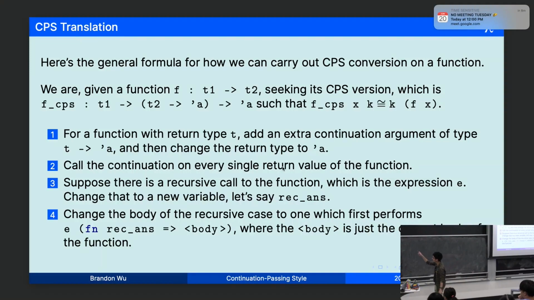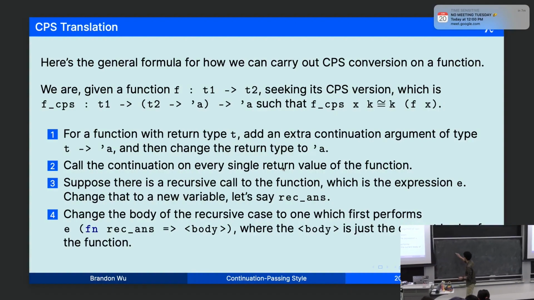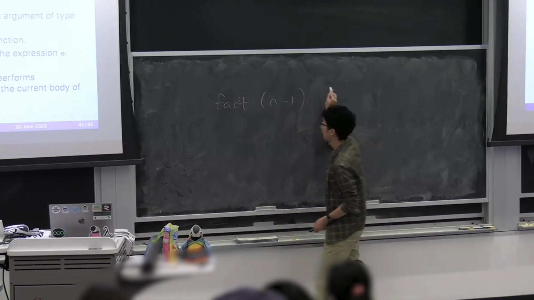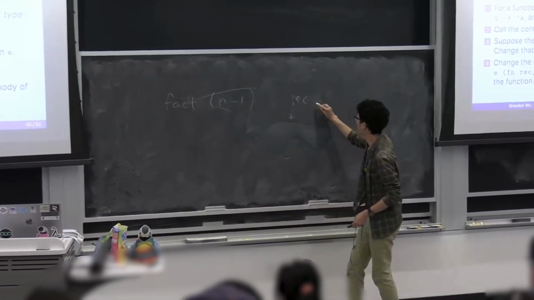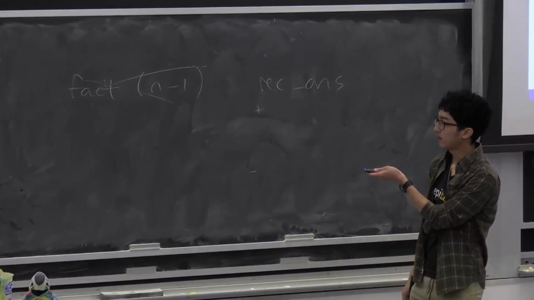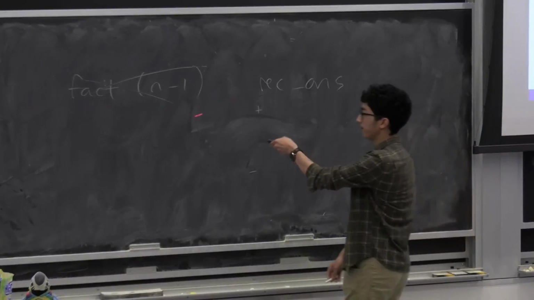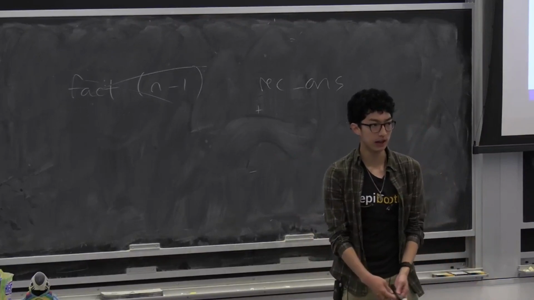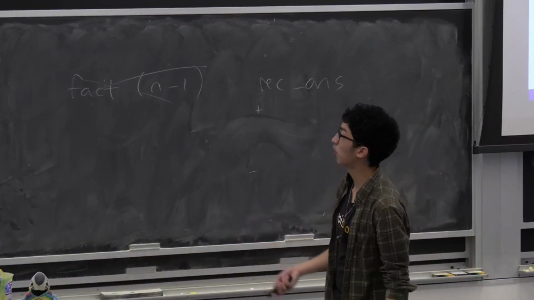That's step one. Step two, we call the continuation on every single return value. I already demonstrated this to you, but I'm going to tell this to you in general. And if there's a recursive call, which is like the expression e, like fact of n minus 1, I cross it out and replace it by a new variable, rec ands. Then I wrap the entire function in a lambda, and the continuation says to do what the whole thing is. I'm going to show you this in action on map, actually.